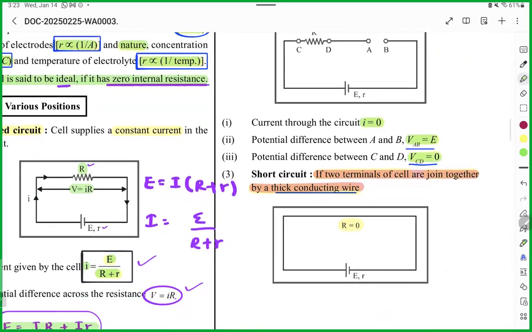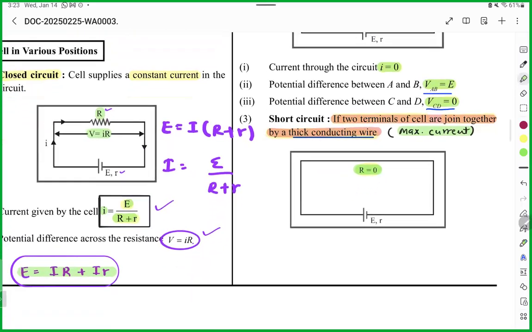What happens in case of short circuit? Short circuit means your resistance is minimum, current is maximum. Remember, whenever you see short circuit, always consider maximum current. Short circuit means maximum current. So if two terminals of a cell are joined by a thick conducting wire, resistance is minimum, zero. Short circuit, direct connection, maximum current.